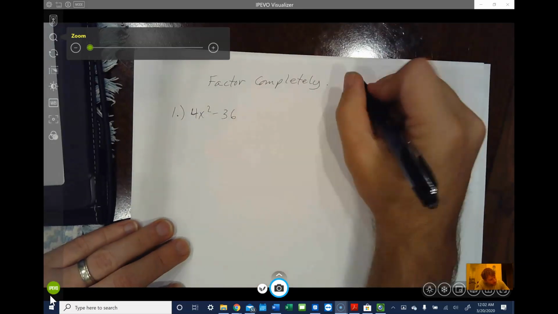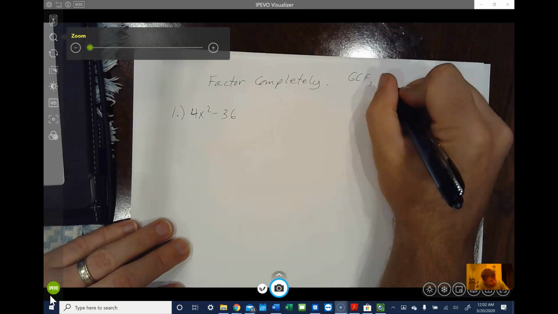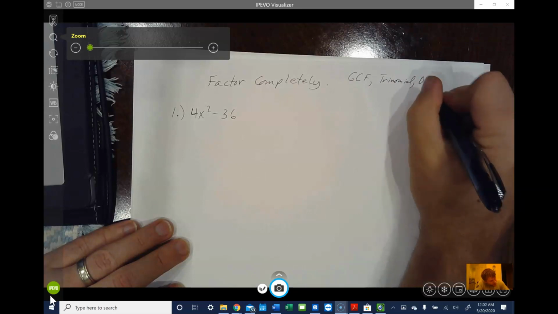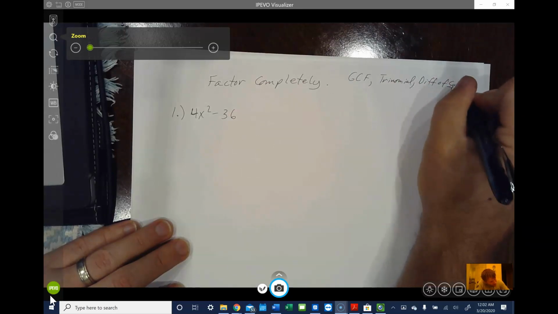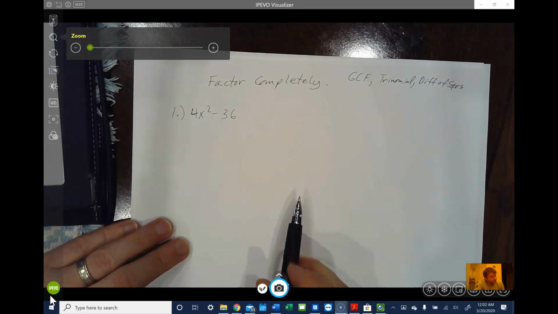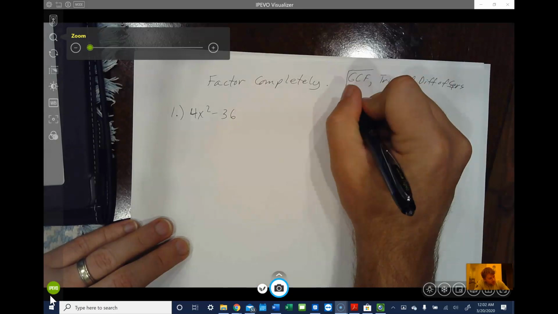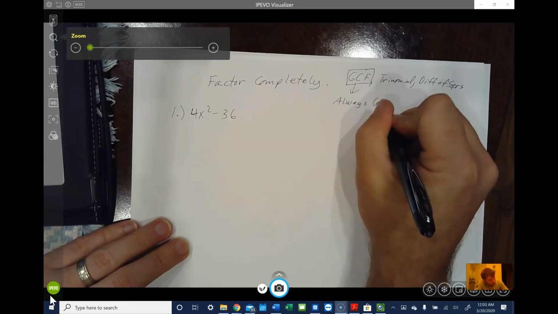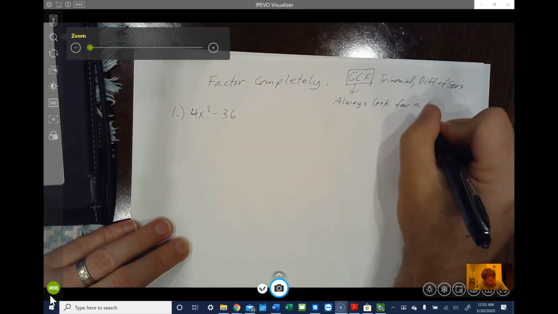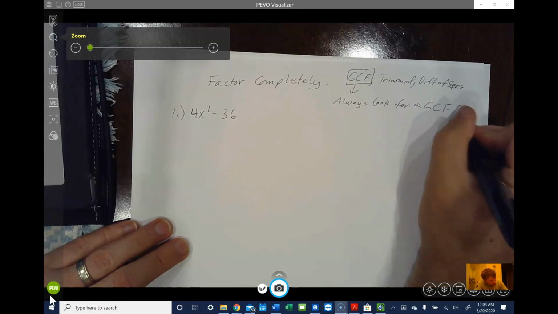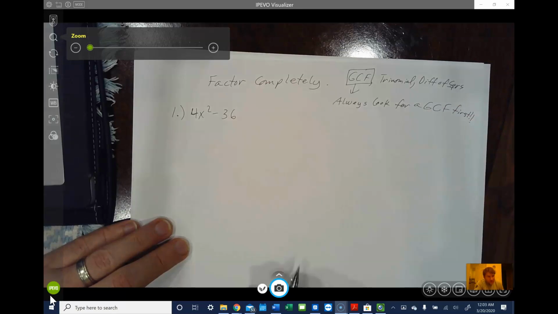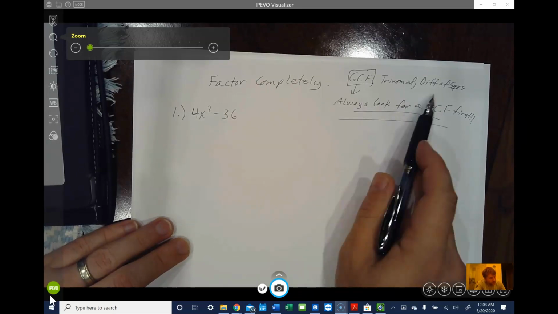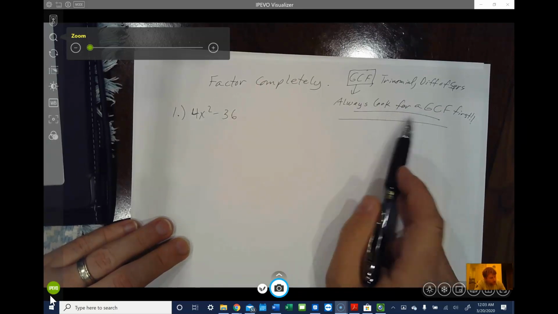Okay, what kind of factoring have we learned so far? GCF, trinomial, and difference of squares. All right. Advice to you: always look for a GCF first. Do this first on every problem. You won't always be able to find one, and you may have to do something else, but do this first. It'll make the rest of the problem easier.